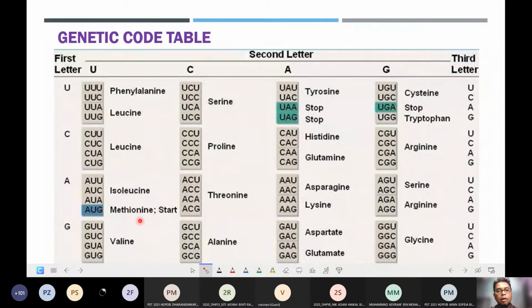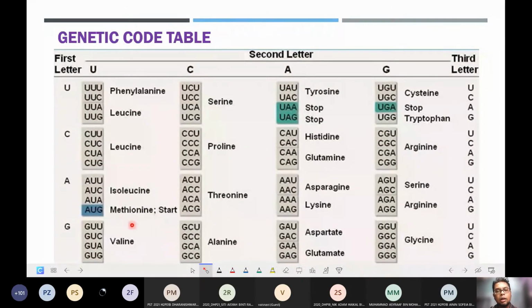Codon number 1 that you need to remember is AUG. This AUG codon is special because it is also known as the start codon. The start codon is the codon that tells us where the process of translation should start.